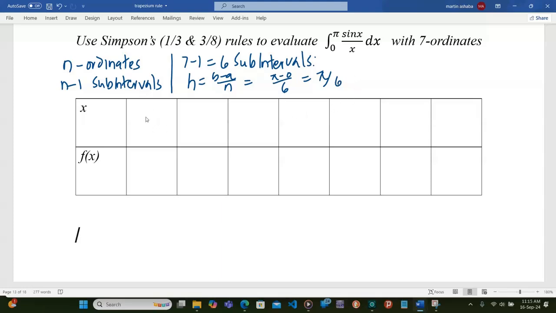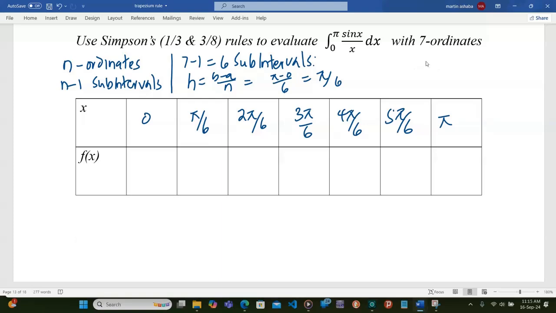So if we start from 0, the next is pi out of 6, then 2 pi out of 6, 3 pi out of 6, 4 pi out of 6, 5 pi out of 6, and finally we shall come to pi. So what are the values of f of x?